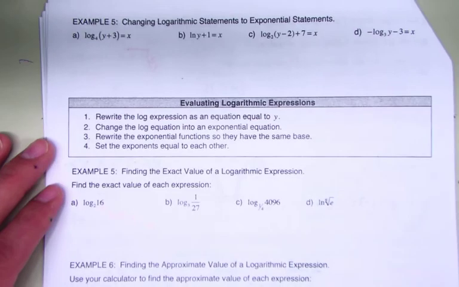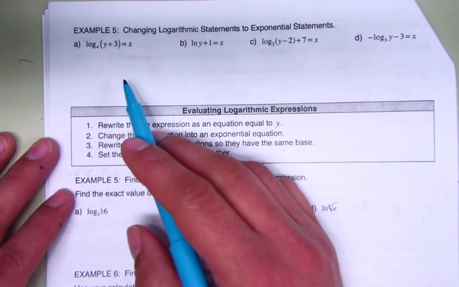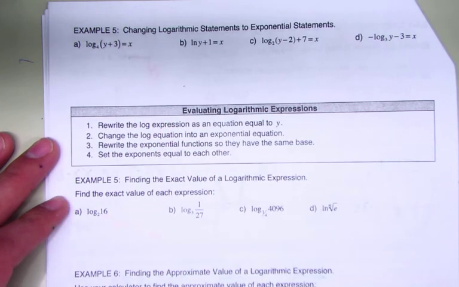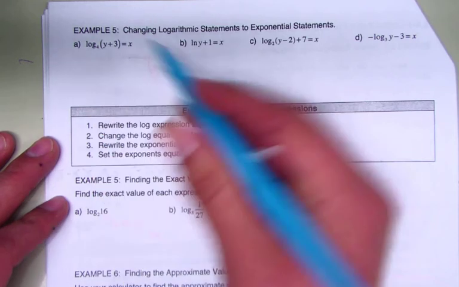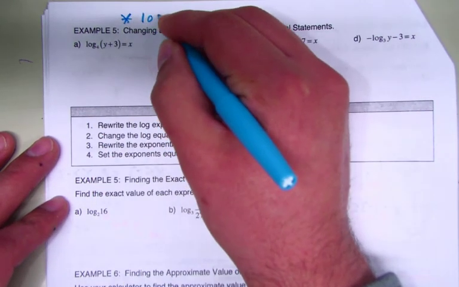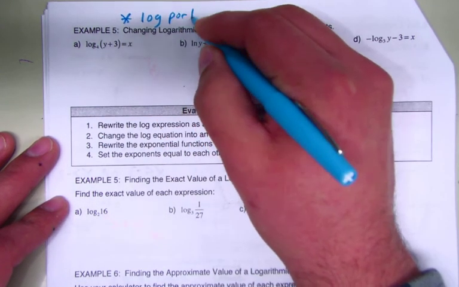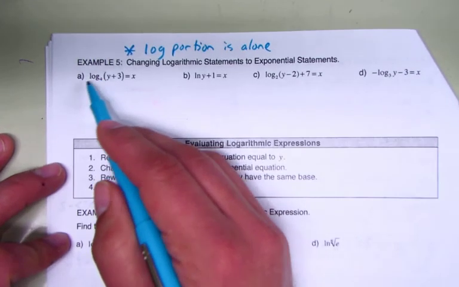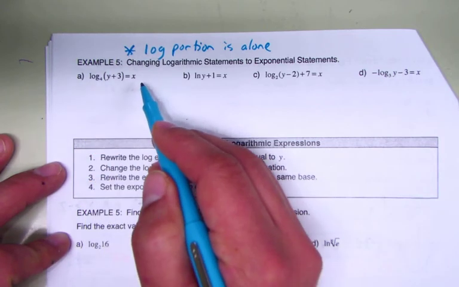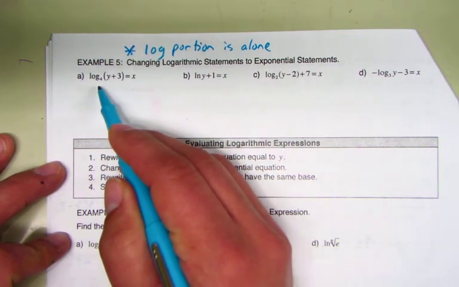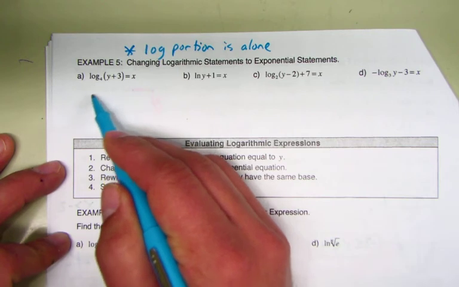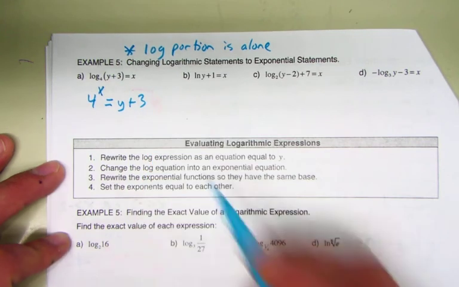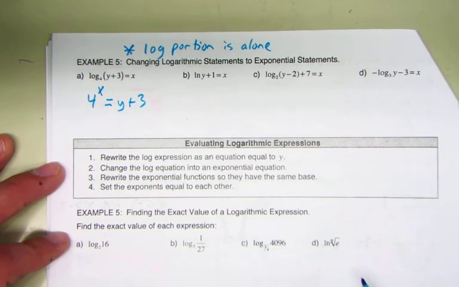We're going to step it up a little bit, ramp it up. We'll do these together. Here we're also changing from log to exponential form. One thing I want to point out here is to make sure that the log portion is isolated or alone. Like here, there's no number in front of the log and there's nothing after it. Do you see what I'm saying? So right away we can switch this. What's the base? What's the exponent? And that should equal now y plus 3. See how that works? Okay.